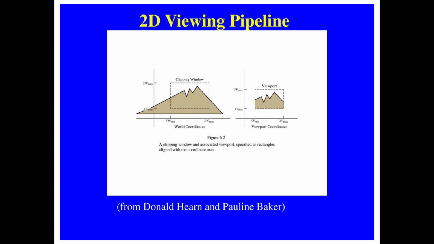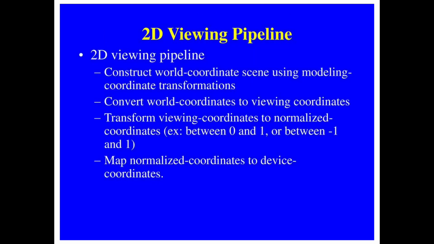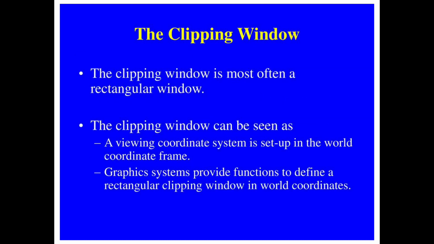And this is the 2D view, and this is the diagram of the 2D viewing pipeline. The 2D viewing pipeline constructs the world coordinate scene using the modeling coordinate transformation, converts world coordinates to viewing coordinates, transforms viewing coordinates to normalized coordinates, for example between 0 and 1 or between -1 and 1, and maps normalized coordinates to device coordinates.